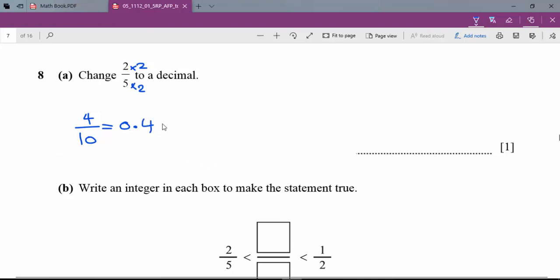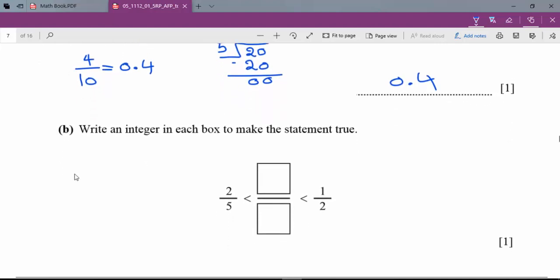If you are not happy with this way, you can use division to divide by 5. Okay, is there any 5 in? No. 0 point and a 0 here. How many 5s are in 20? 4. 4 times 5, 20, 0, 0, done. So it's 0.4 as decimal. These ways work without calculator.